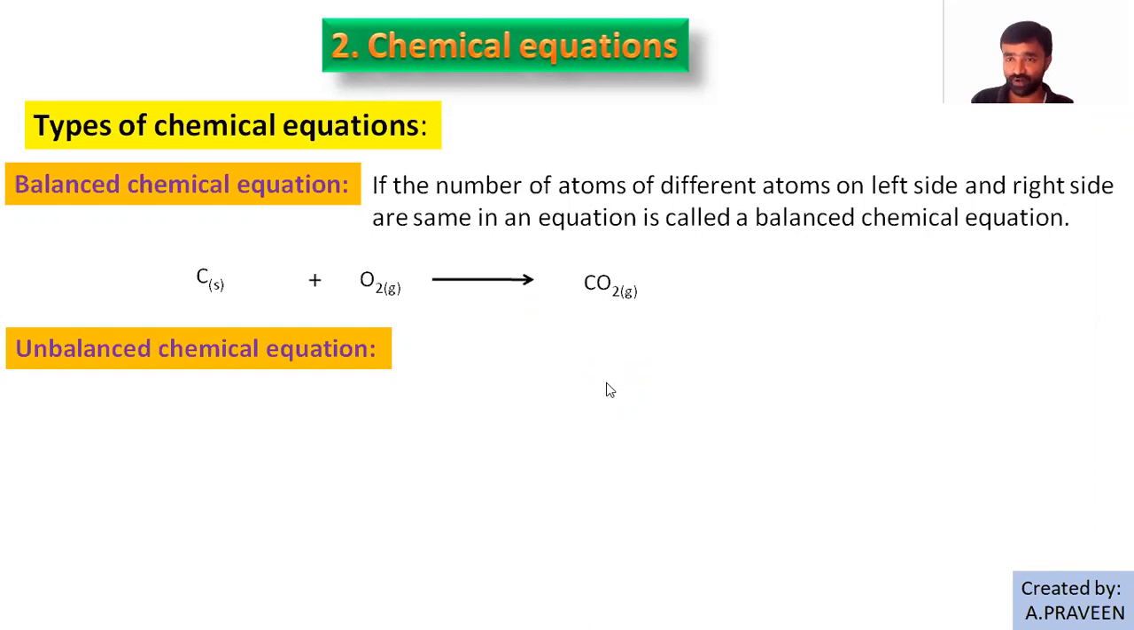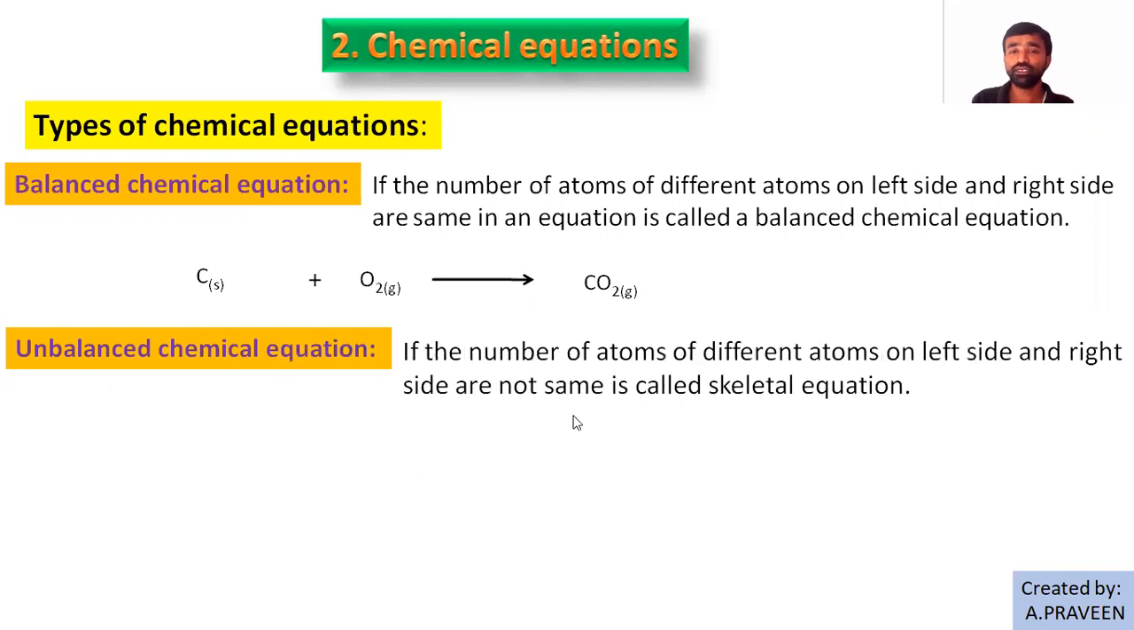If the count is different on the product side and the reactant side, LHS, RHS, whatever it may be, the count is not the same. Then that equation is considered to be an unbalanced chemical equation. An unbalanced chemical equation is also called a skeletal equation. Remember, one more word is introduced for unbalanced chemical equation, called skeletal equation.